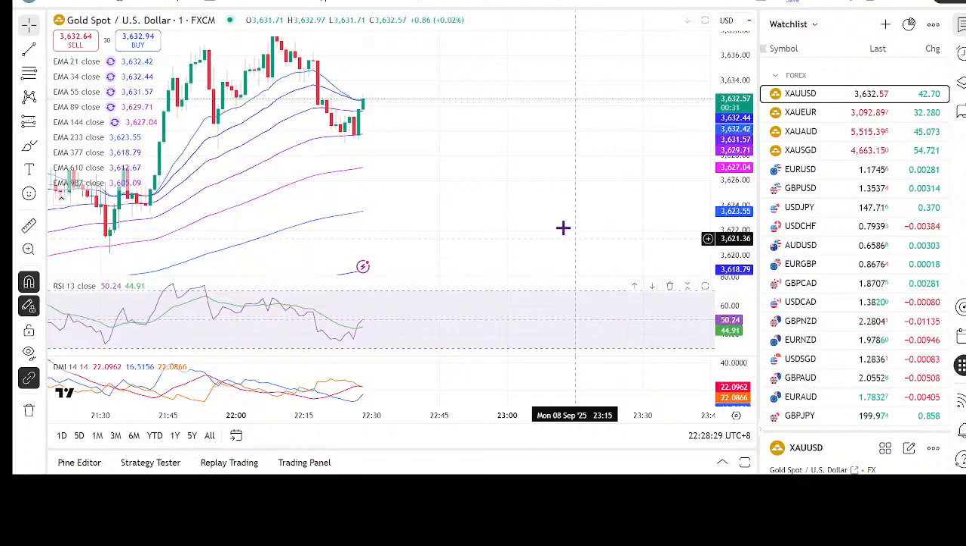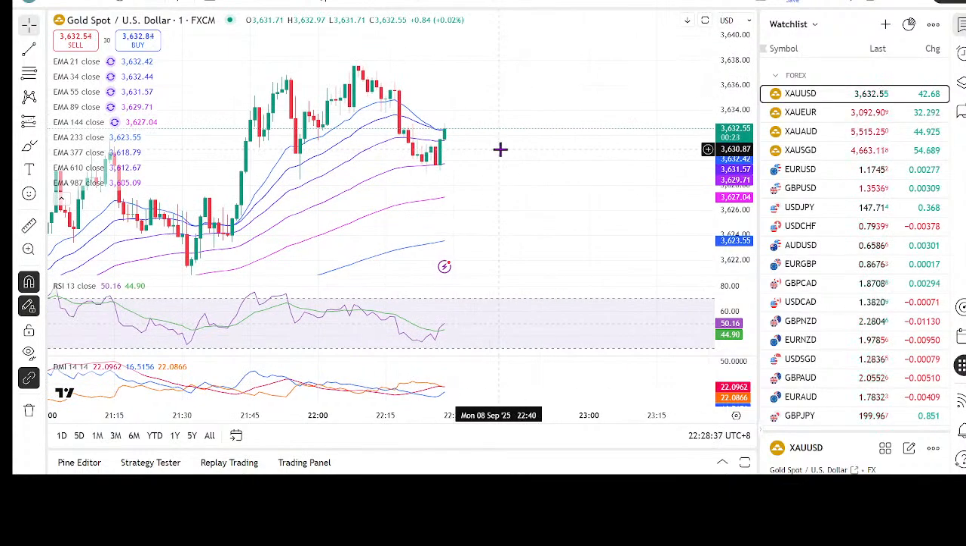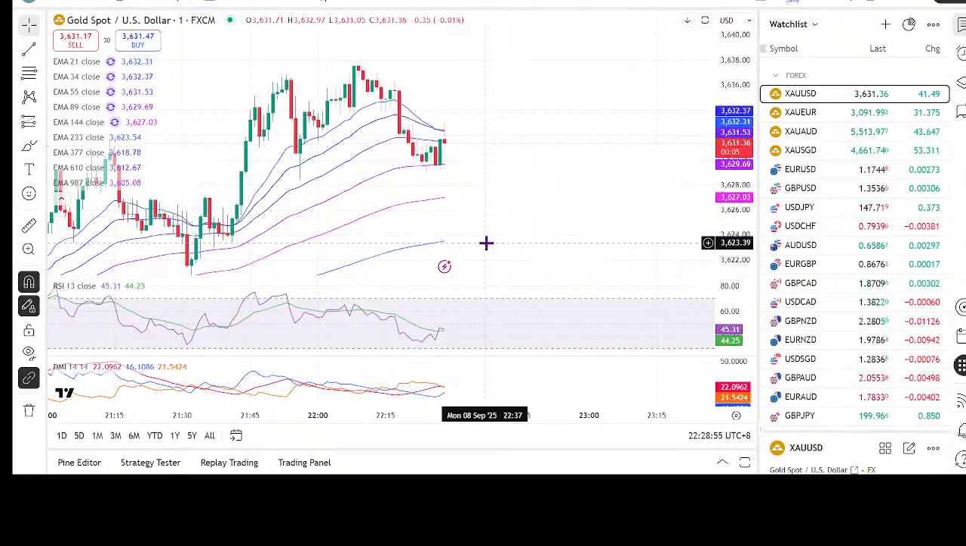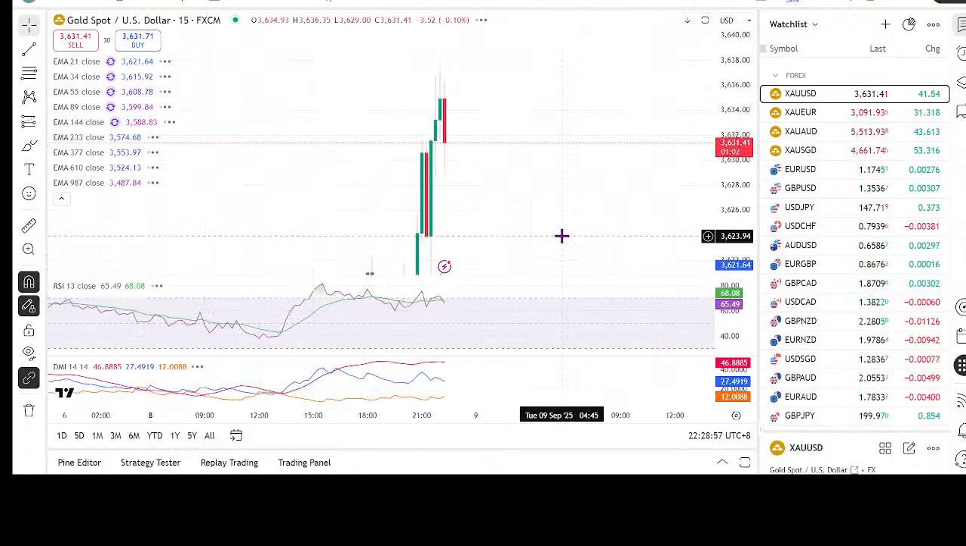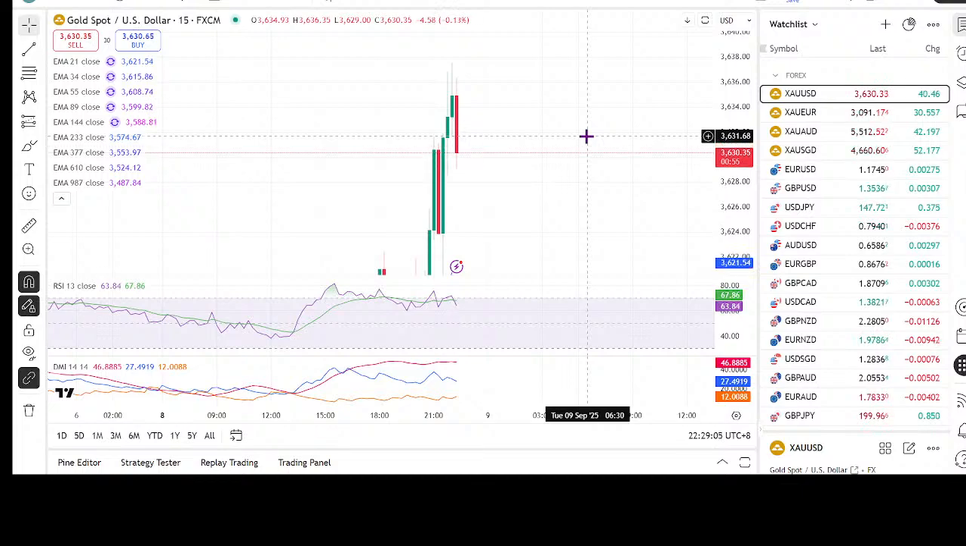See again, this 28 is holding, and we are getting this pullback, okay, which is not a good sign for a seller. Okay, we have 2 more minutes left. Okay, let's see. If it doesn't close below this low, then we are in trouble.